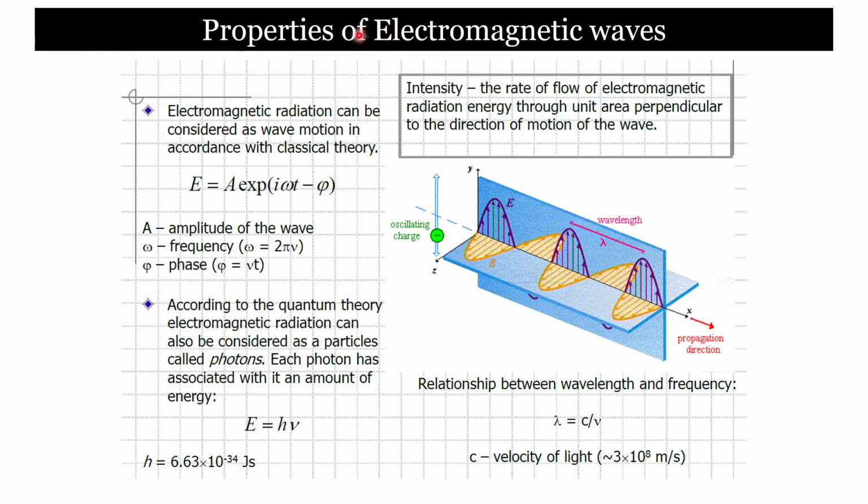We discussed in the first class itself that in electromagnetic waves the electric field travels in one direction and the magnetic field travels in the perpendicular direction. This electromagnetic radiation is considered as wave motion, and according to the classical theory it is given by E = A exp(i(omega t - phi)), where A is the amplitude, nu is the frequency and phi is the phase.